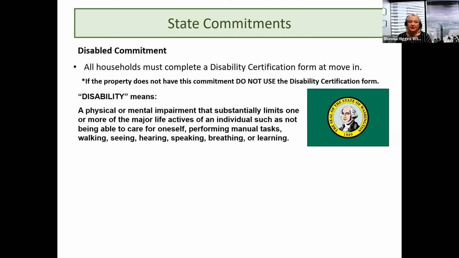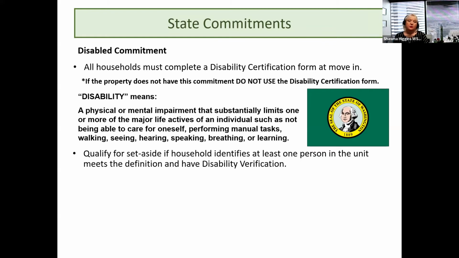So disability means a physical or a mental impairment that substantially limits one or more of the major life activities of an individual, such as not being able to care for oneself, performing manual tasks, walking, seeing, hearing, speaking, breathing, or learning. So you qualify for the set aside if the household identifies at least one person in the unit who meets this definition and you have the disability verification.